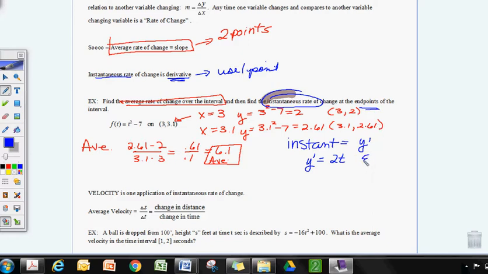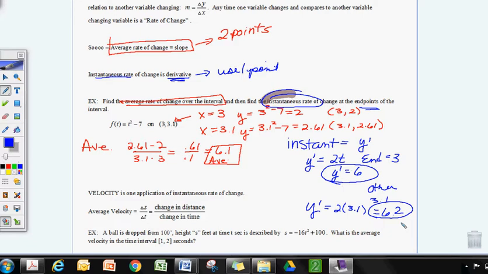So one endpoint is 3, and my derivative there, y prime, would equal 6. And the other endpoint is 3.1. So y prime would be 2 times 3.1, which turns out to be 6.2. This is one instantaneous rate. This is the other instantaneous rate. Okay, that's pretty much average rate of change.